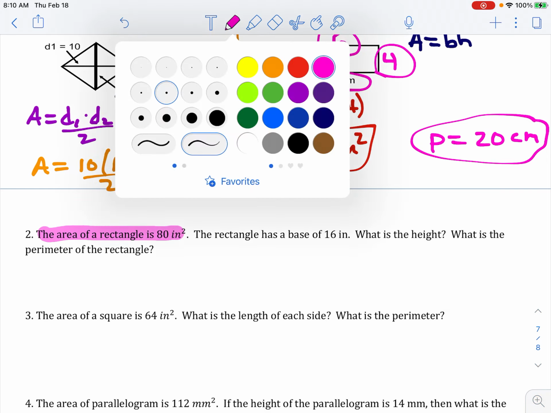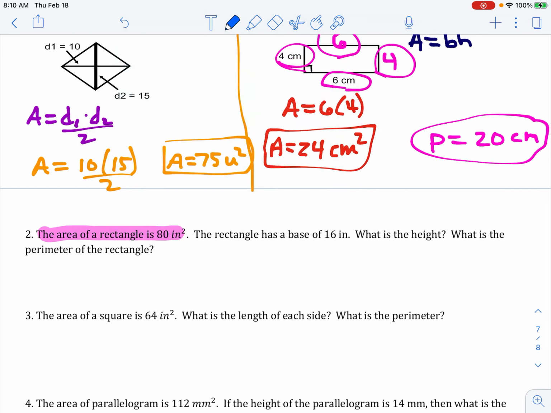So they're already telling us that. I'm going to go ahead and make some notes here. They said rectangle, so I know in this problem I'm using B times H. And that very first sentence, they told me that A in this question equals 80. The second piece they tell me is that there's a base that is 16. So I know one of my bases is 16. I don't know the height. They want us to find what is H.